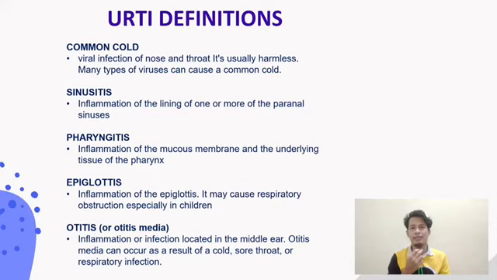Next we have pharyngitis. Pharyngitis is an inflammation of the mucous membrane and the underlying tissue of the pharynx. Next, we have epiglottitis. Epiglottitis is an inflammation of the epiglottis. It may cause respiratory obstruction, especially in children. And the last one is otitis, or otitis media. Otitis media is an inflammation or infection located in the middle ear. Otitis media can occur as a result of a cold, sore throat, or respiratory infection.